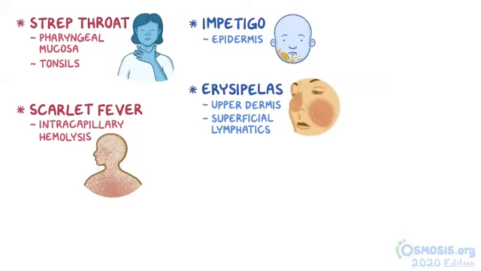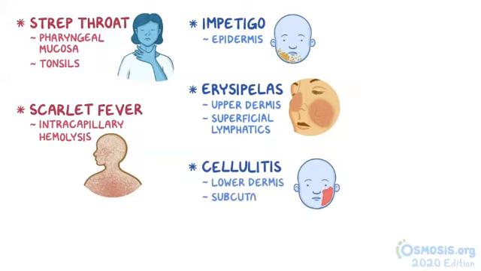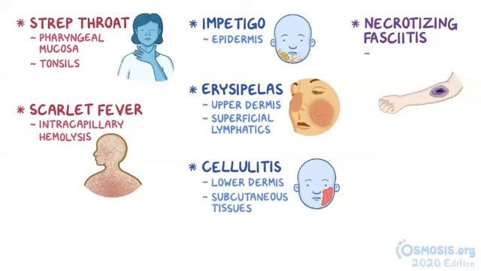If it gets to the lower dermis, it's called cellulitis, which is an acute, painful, quick-spreading infection of the lower dermis and subcutaneous tissues. Sometimes the infection can spread even deeper, to the muscle fascia, causing necrotizing fasciitis, which is when the muscle fascia and subcutaneous tissue are destroyed in a process called necrosis.